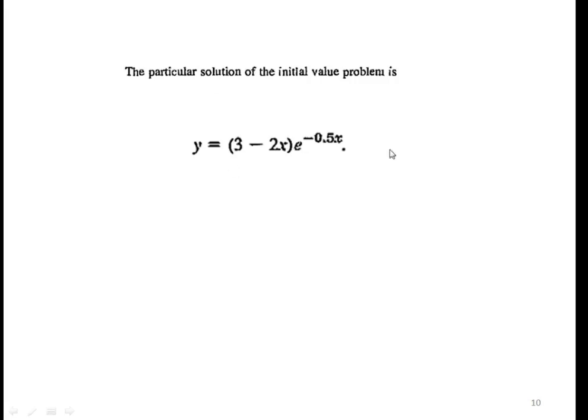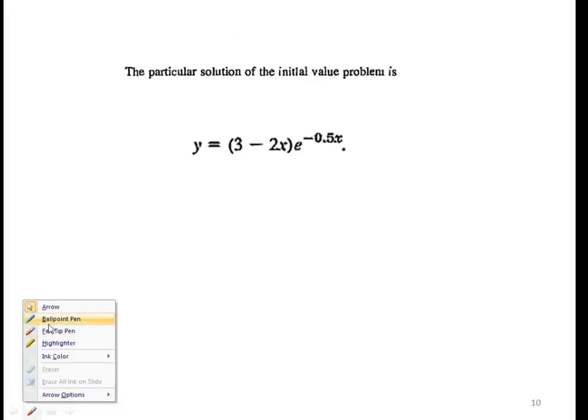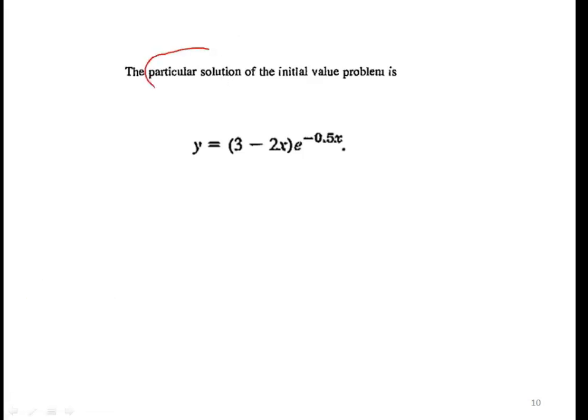The general solution here, in fact this is not the general solution, this is the particular solution. This particular solution is equal to 3 minus 2x multiplied by e to the minus 0.5x. This is C1 and this is C2.